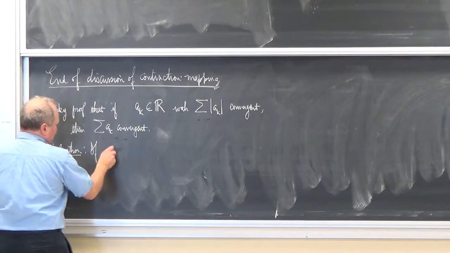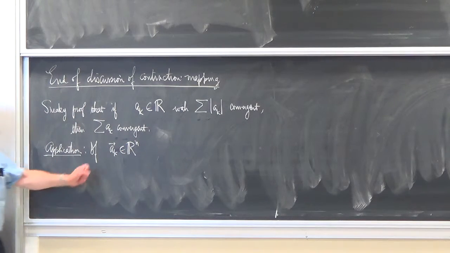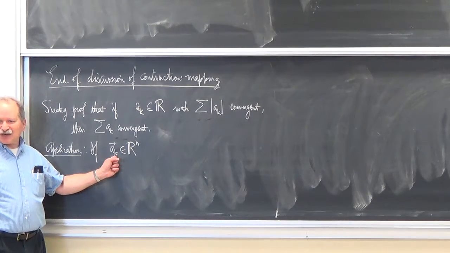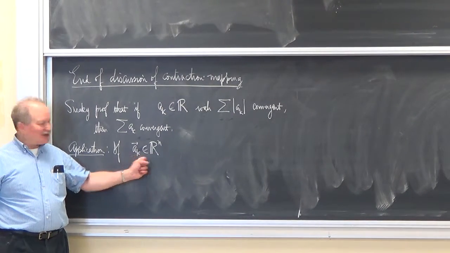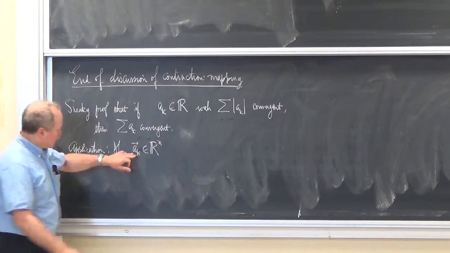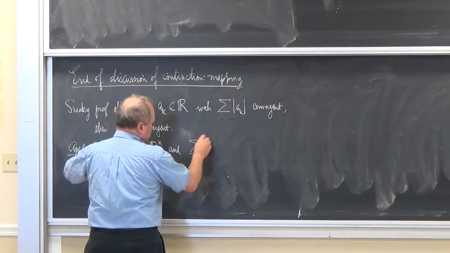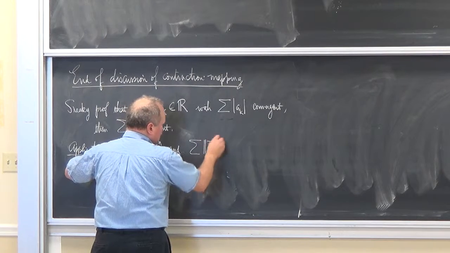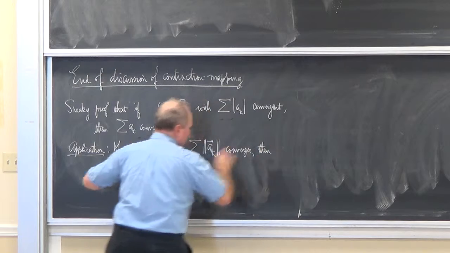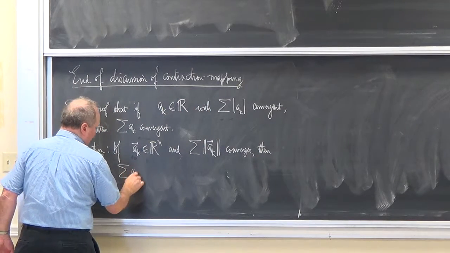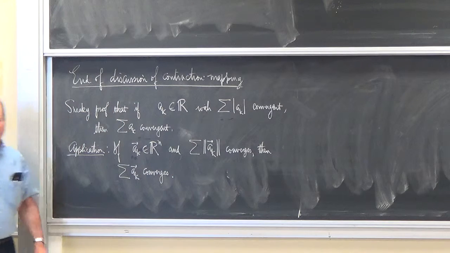if you have a sequence of vectors now. So now you know why I'm using k for my sequence and not n that you were used to from calculus, because we're in Rn. So if you have a sequence of vectors in Rn, and the series of their magnitudes converges, then the series of vectors actually converges. How would you prove that?